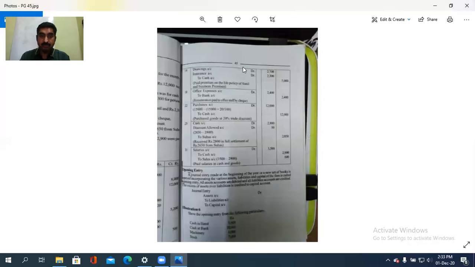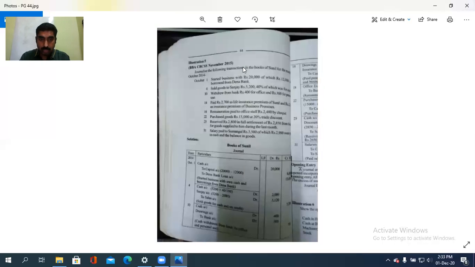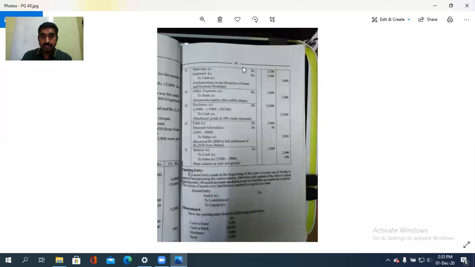That is the entry for that. Not Sunil, it is Suhas. Okay, sorry, it is Suhas. So cash account debtor, discount allowed account debtor to Suhas, that is the received 2,800 in full settlement for the 2,850 from Suhas. Clear?